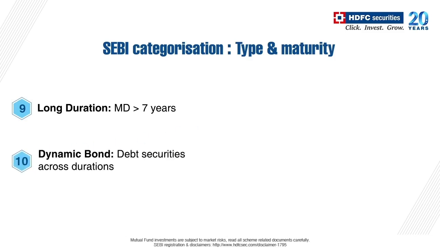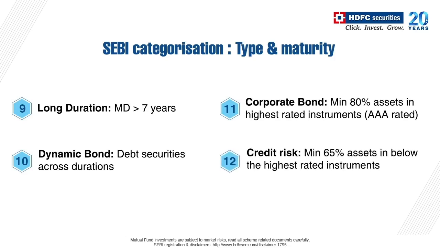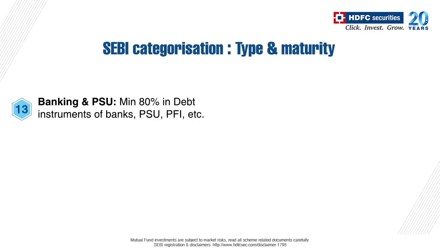Next is the dynamic bond fund that invests in debt securities across different durations. Then there is corporate bond fund, which invests minimum 80% of assets in highest rated instruments. Credit risk fund invests a minimum of 65% of the assets in below the highest rated instruments. Further, banking and PSU funds invest a minimum of 80% in debt instruments of banks, public sector undertakings, and public financial institutions.